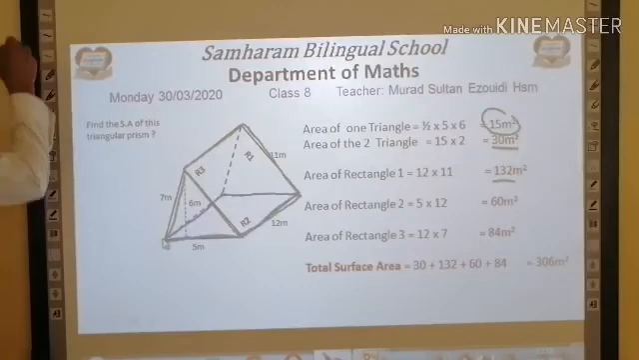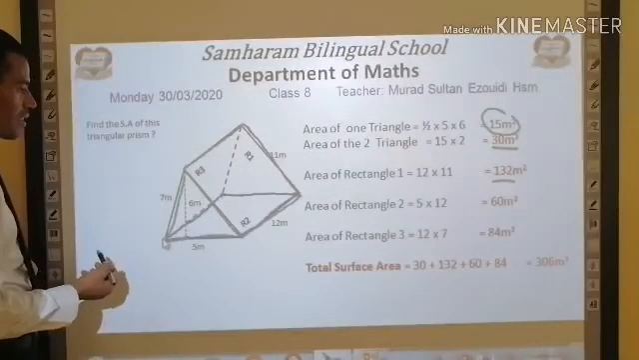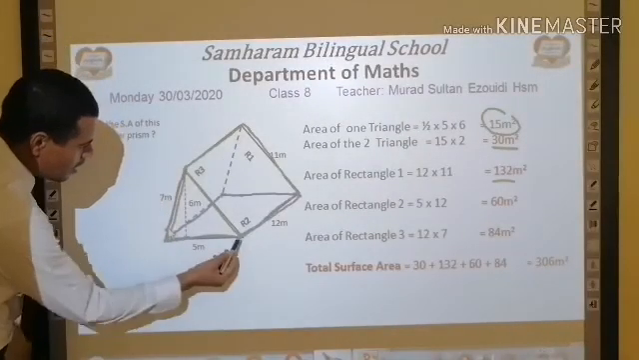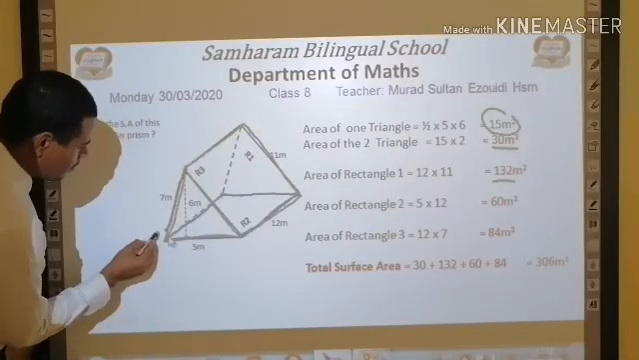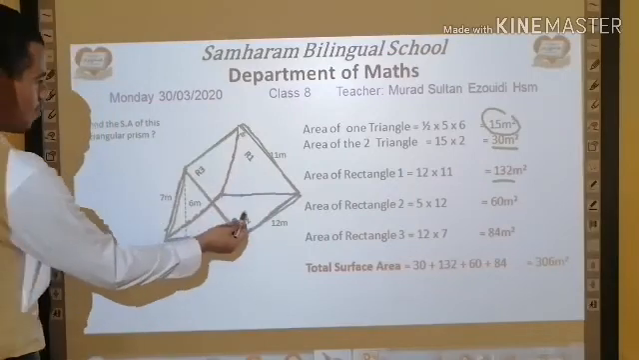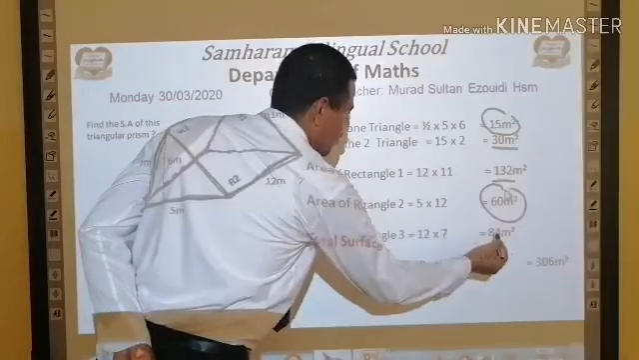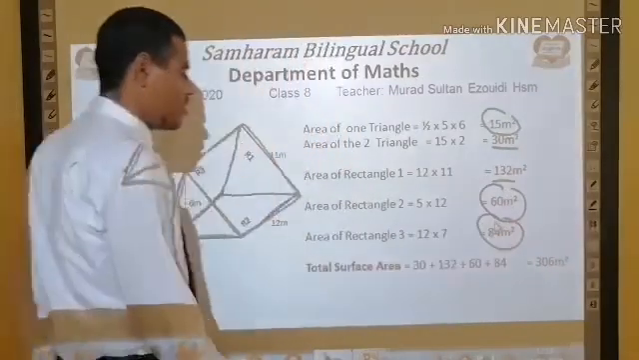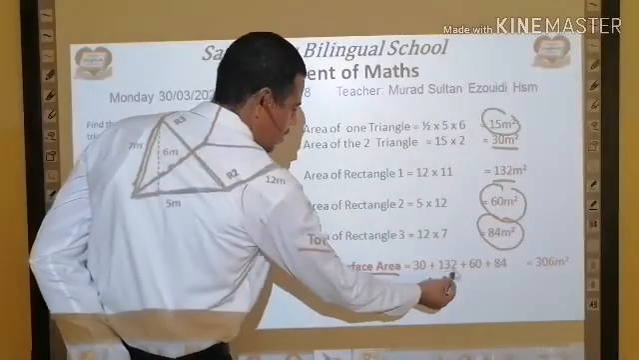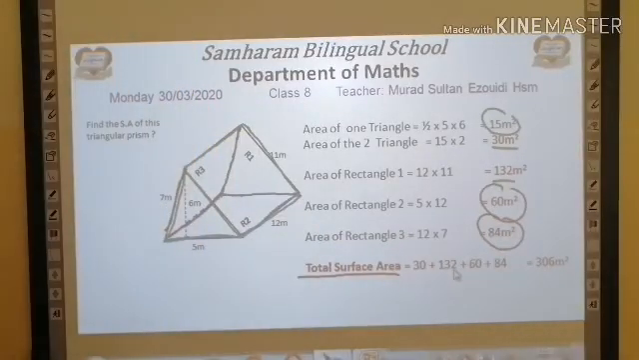Then the area of rectangle number 3 is 7 multiplied by 12. My kids, you can know, this is 7 and this is 12. Also, this one is 12. So, triangle 1, 2, and this is 3. So, the total area is what? Just adding all these numbers. Total surface area is 30 plus 132 plus 60 plus 84. You can calculate it will be 306 meters squared.